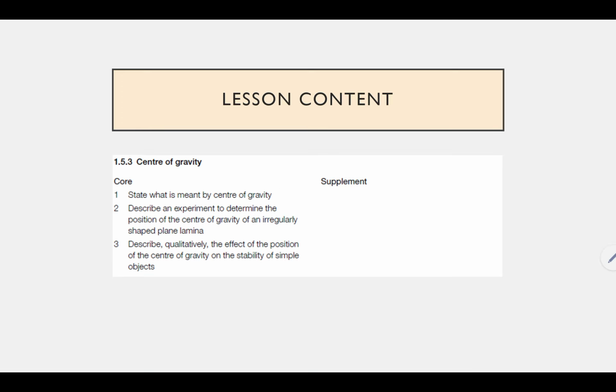In this lesson, we're going to cover a couple of things. We're going to talk about the meaning of center of gravity, describe an experiment to determine the position of the center of gravity of an irregularly shaped plane lamina, and describe qualitatively the effect of the position of the center of gravity on the stability of simple objects.